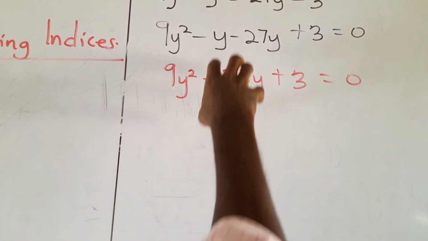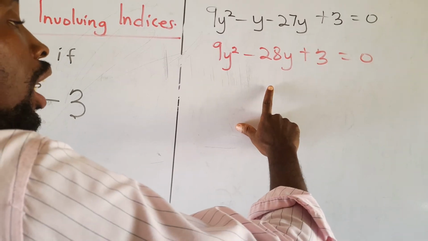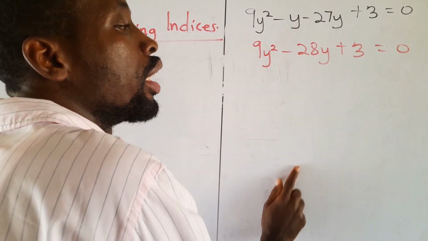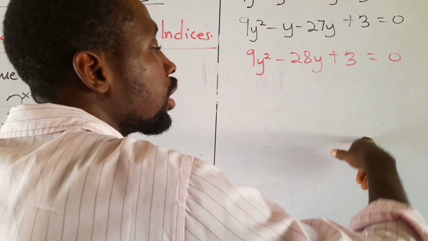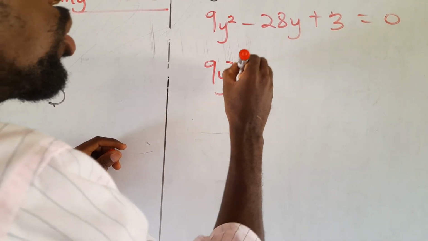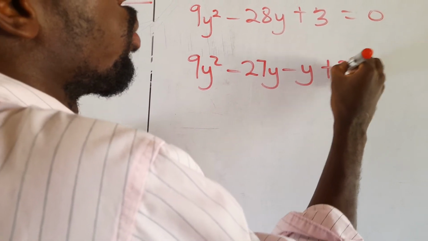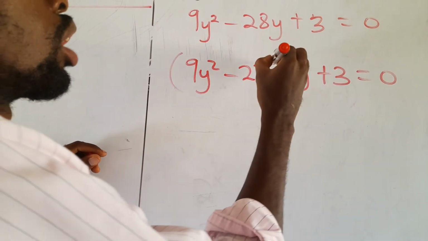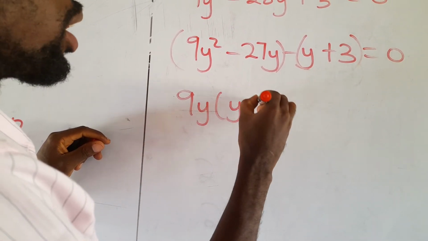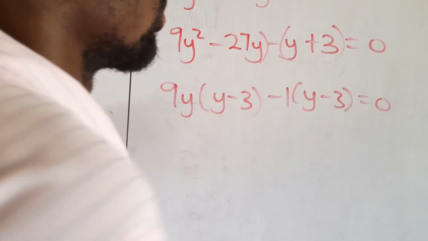Then when we find our factors, we replace the linear term by those factors. So those factors are negative 27 and negative 1. Negative 27 plus negative 1 will be negative 28, and negative 27 times negative 1 will be 27. So now since we found the factors, we replace the linear term by that. So that will be negative 27 and negative 1 plus 3 equal to 0. Now we factor out the common factor. What is common? 9y is common, y minus 3. Negative 1 is common, y minus 3, equal to 0.